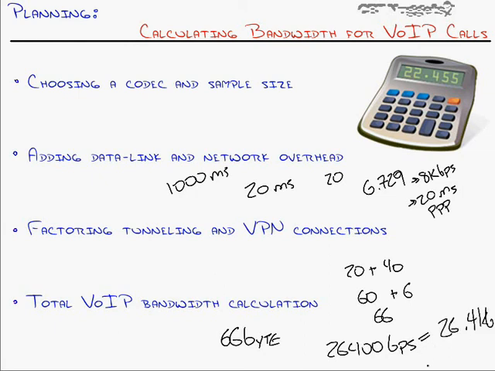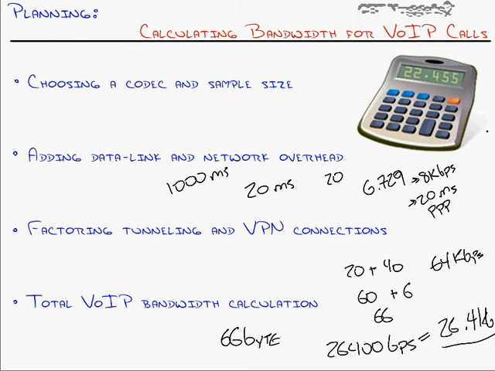kilobits per second of audio that each call using G.729 would take, which is significantly less than the 64 kilobits per second of a traditional PBX system. So there it is, the answer to the calculation for G.729.